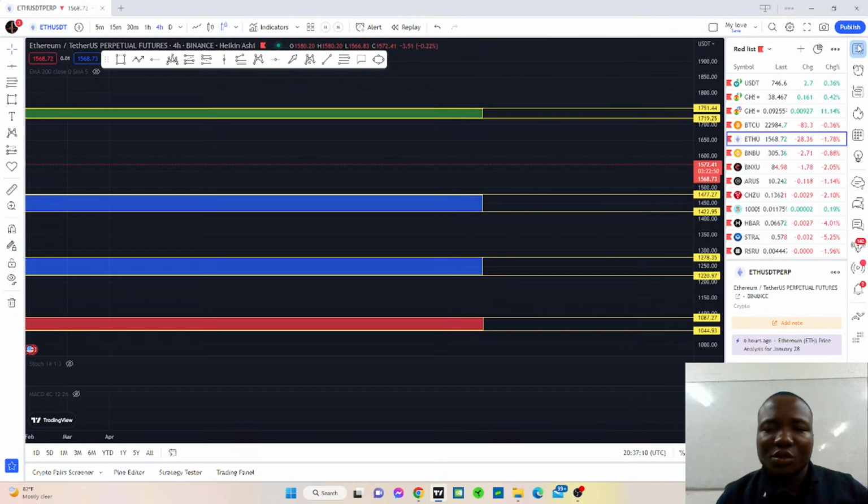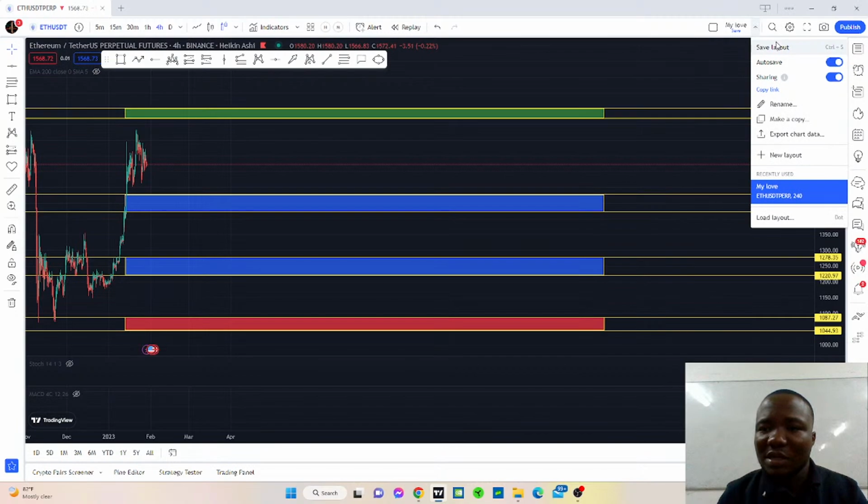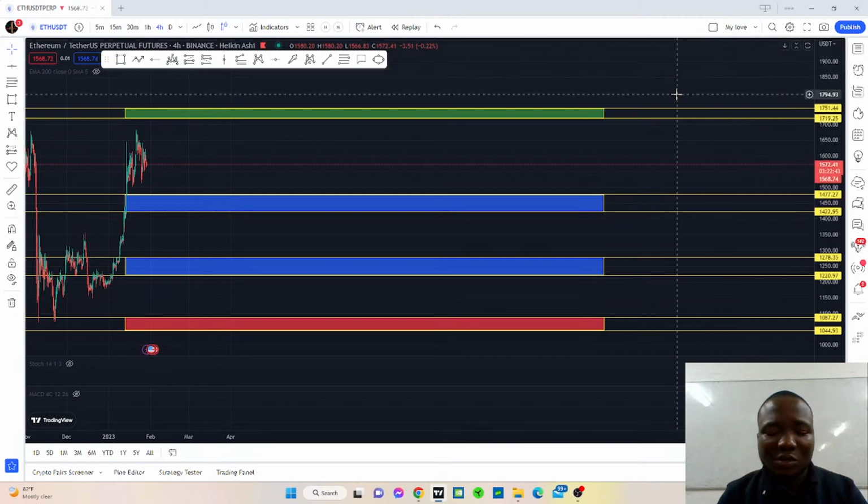Then you save the chart. You can save it through here. You can save it like this. Or you can press Ctrl S, the shortcut key, to save it, depending on your choice.